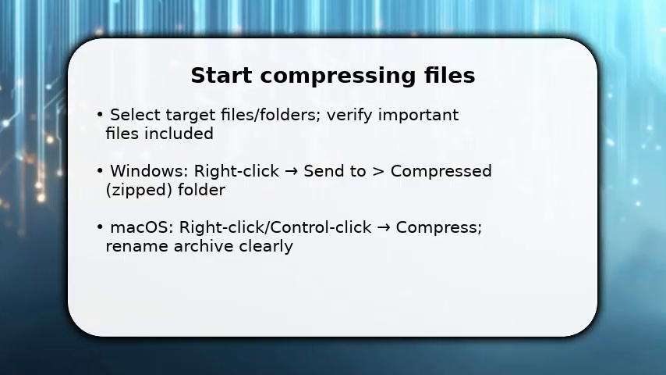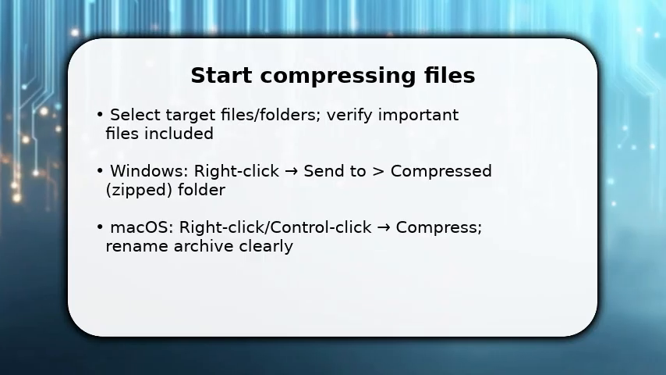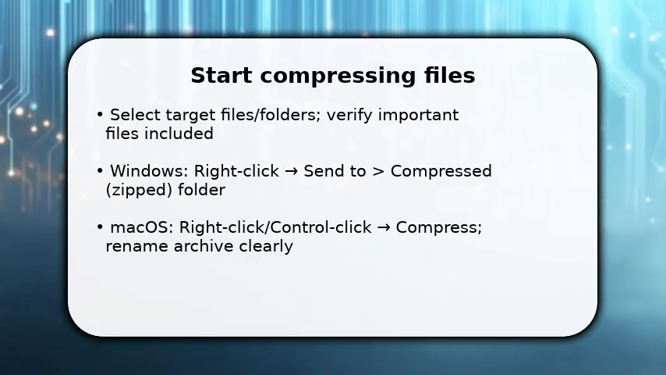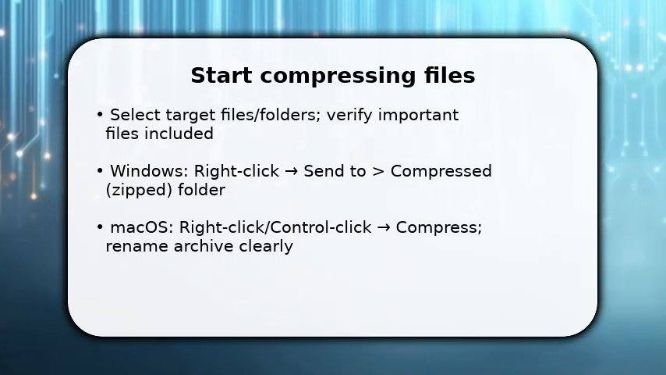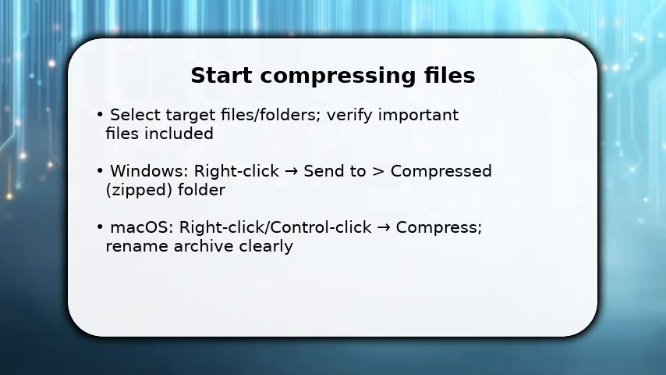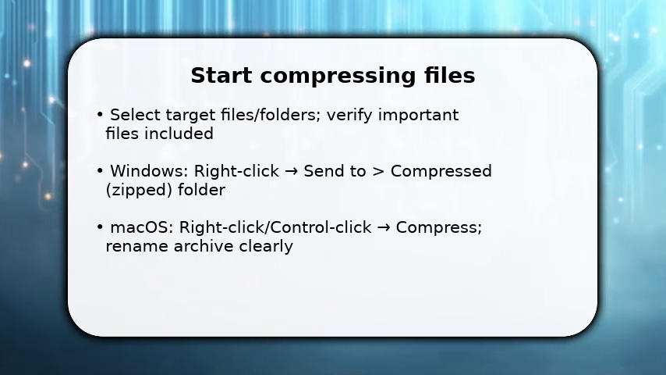You have files ready, now create a compressed archive. On Windows, select Files, right-click, Send to Compressed Zipped Folder. On Mac OS, select Items, right-click or Control-click, choose Compress. Once done, rename the archive with a clear name and version.